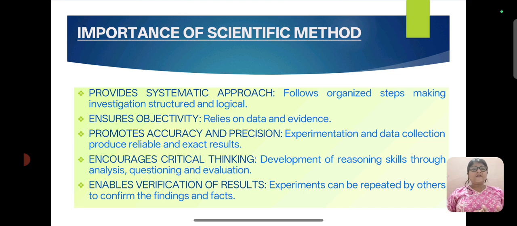The importance of the scientific method. The scientific method is important because it provides an organized and systematic way of investigation. It ensures objectivity, meaning conclusions are based on evidence, not on someone's personal beliefs or opinions. It also improves accuracy and precision in research.